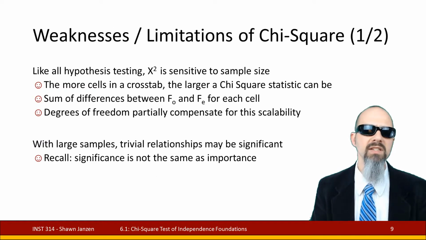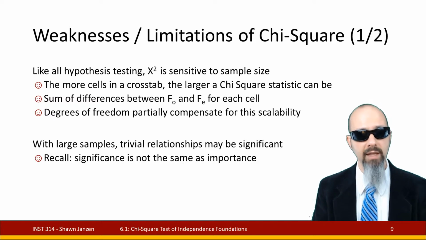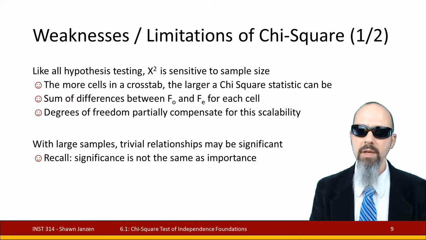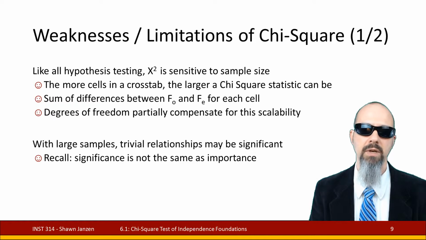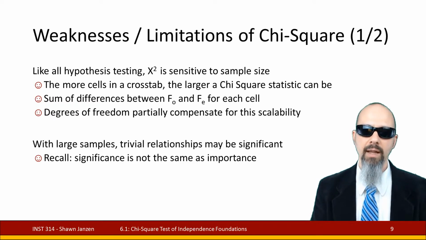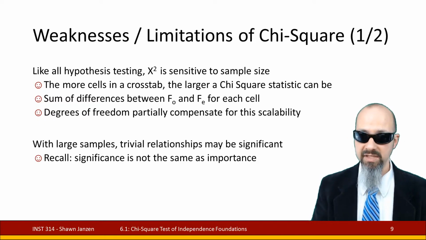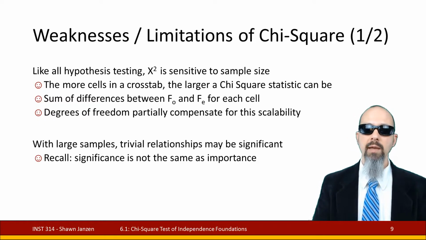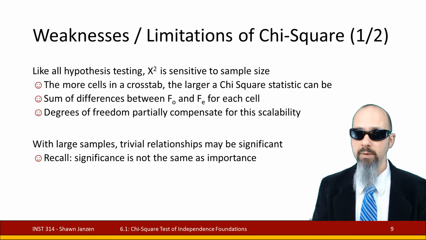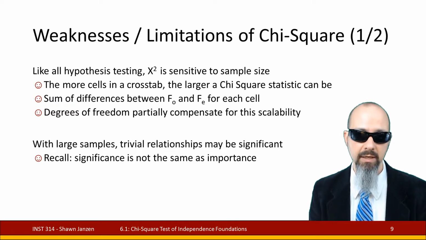Now, there are some weaknesses and limitations to the chi-square itself, and this applies to the goodness of fit as well as the test for independence, but it becomes much more salient in the test for independence because, like all hypothesis testing, the chi-square is sensitive to its sample size. And when you're dealing with bivariate tables, the more cells you have in your bivariate table, the larger your chi-square statistic can be. We're looking at taking the differences between the frequencies observed and the frequencies expected.